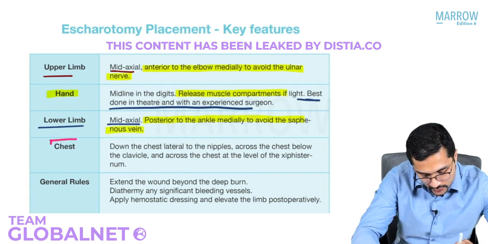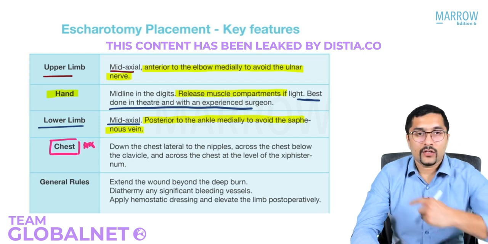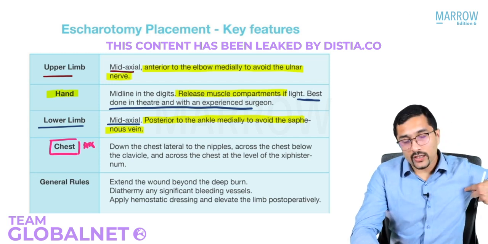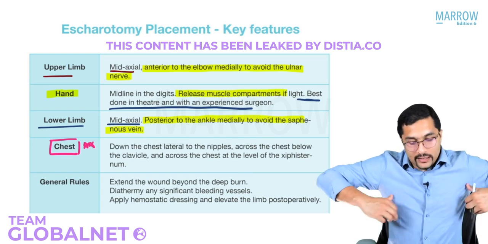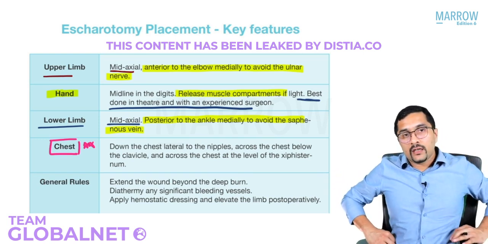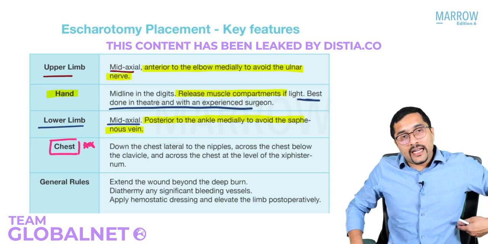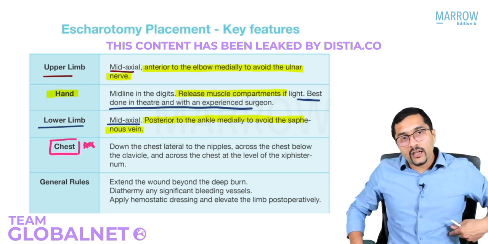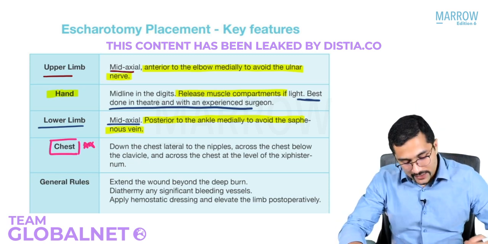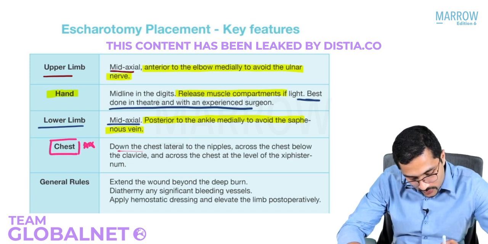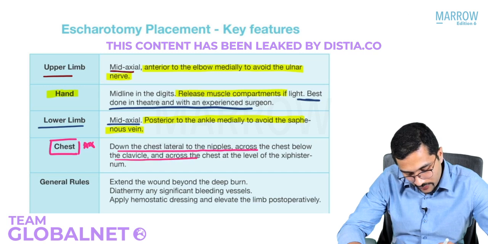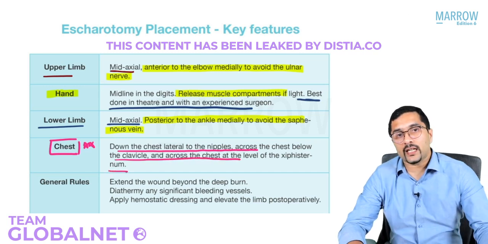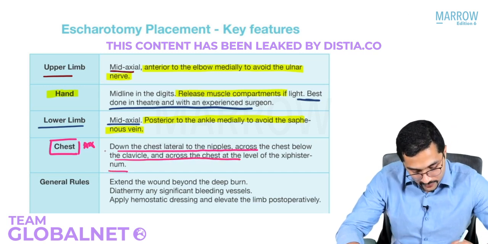Very important is for the chest. In the chest, you go transversely from below the clavicle, then on the side of the nipples, and again transversely or laterally at the lower part of the chest. That is how a fasciotomy is done. So down the chest, lateral to the nipples, across the chest, below the clavicle, and across the chest at the level of the xiphisternum, right?